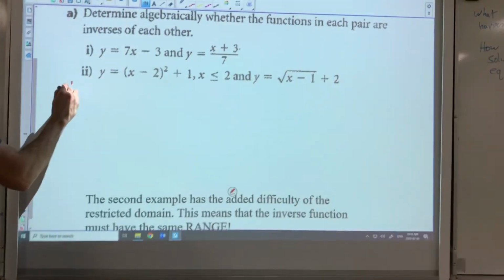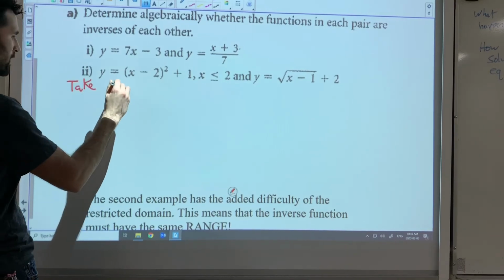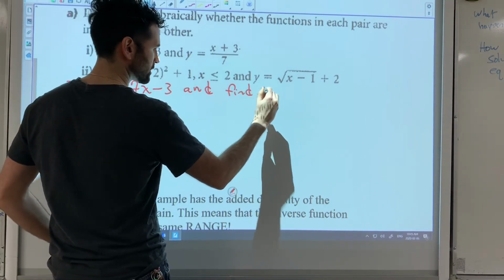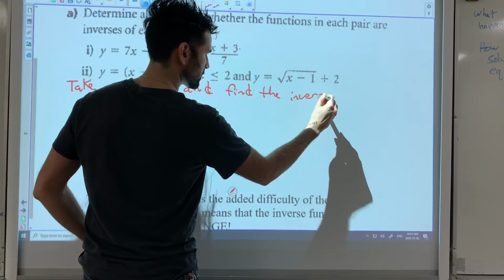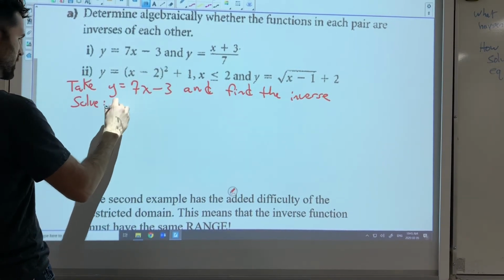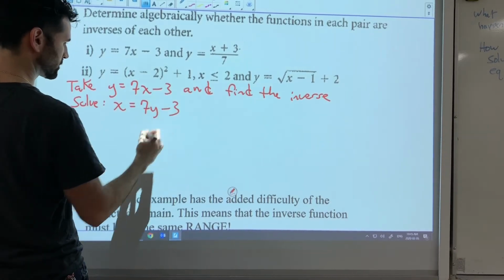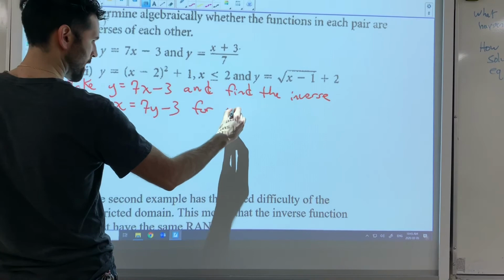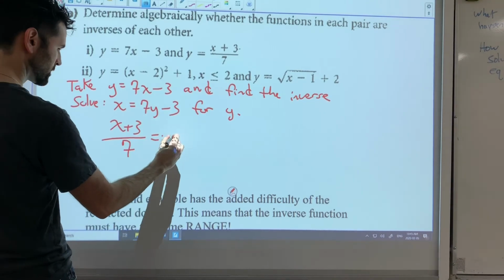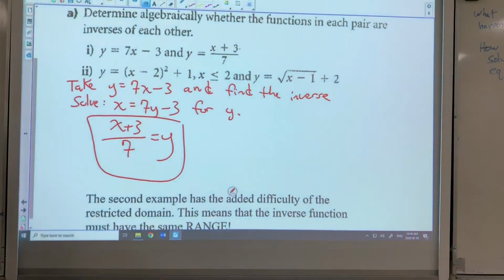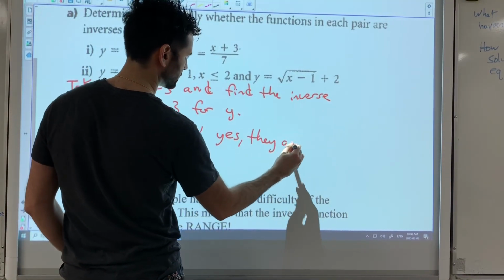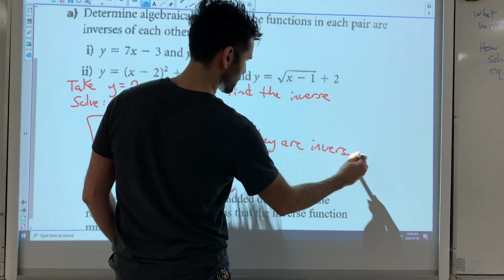Okay. So take y equals 7x minus 3 and find the inverse. We'll switch x and y. So we're going to solve x equals 7y minus 3 for y. We'll add 3 to both sides, and then we'll divide by 7. There's the inverse. Does it match that? Yes. So you would say yes, they are inverses. Perfect.